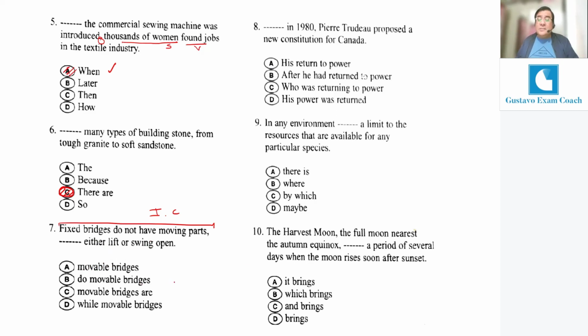Do movable bridges either lift or swing? Same thing. Movable bridges are either lift or swing open. Doesn't make sense because lift or swing open are conjugated verbs. We don't need another verb here. But the last answer choice is the correct one. Fixed bridges do not have moving parts, while movable bridges either lift or swing open, creating a contrast between the previous clause, the independent clause, and the subordinate clause.